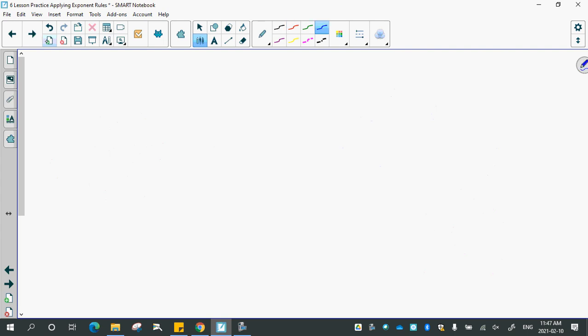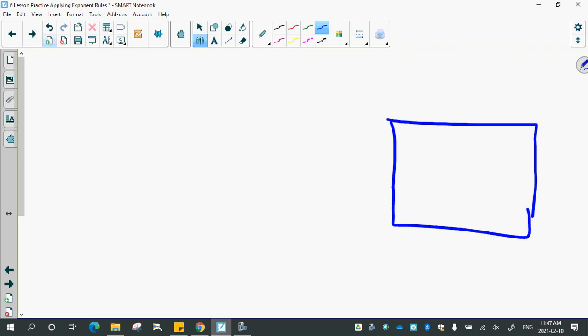All right, and then we can get stranger. So I could make this side 4a squared b cubed, and this side 6ab. And you can find me out the area.